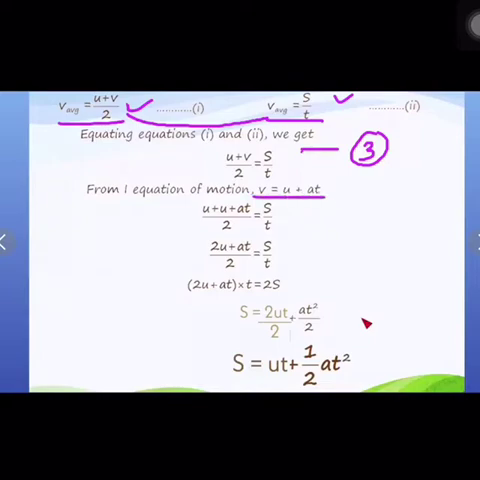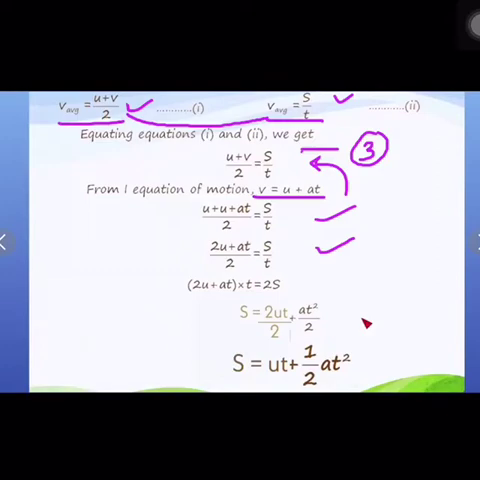Now from the first equation of motion, we know that v = u + at. You have to put this value of v in equation number 3. When you put this value of v in equation number 3, you will get this equation: (u + u + at)/2 = s/t. From here you can see there are 2u. So in the next equation you can write the same.